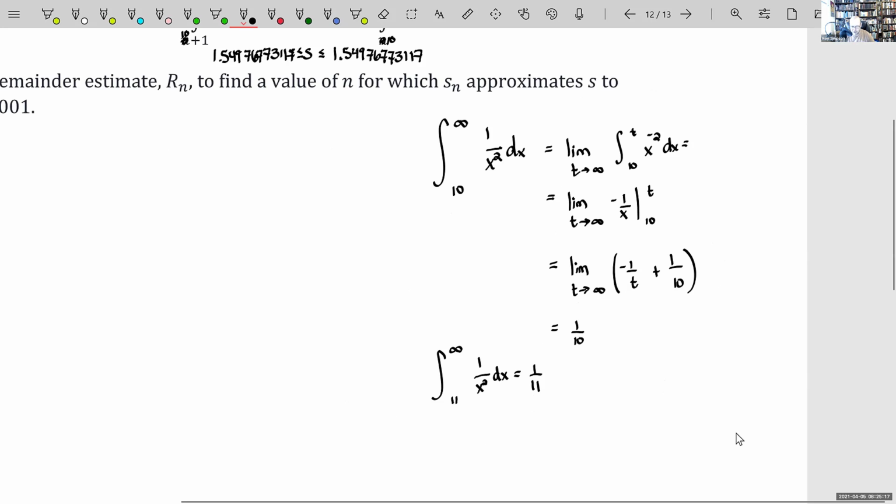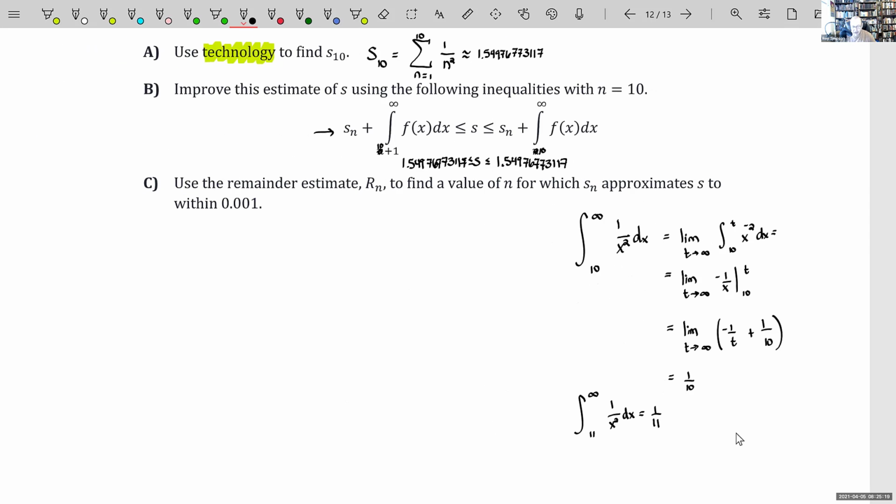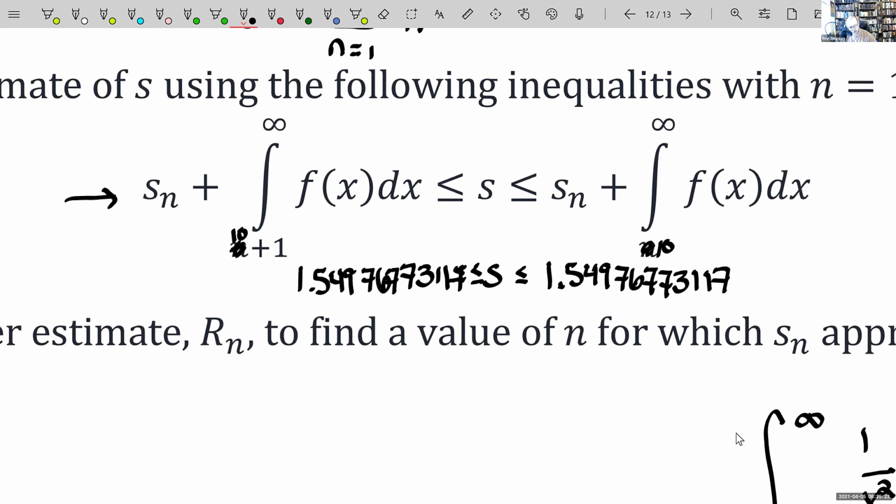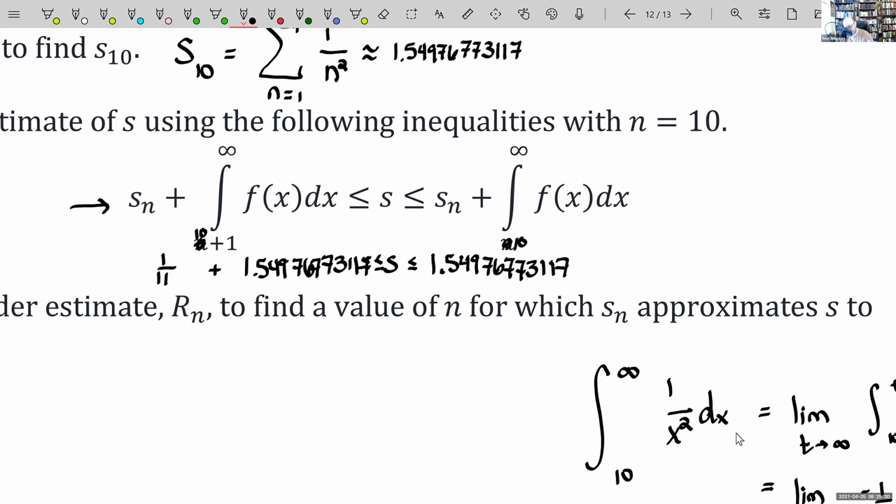All right. So now I can easily say that my estimate is somewhere between 1/11 plus that number, or my true value of the sum is between 1/11 plus S sub 10 and 1/10 plus S sub 10.